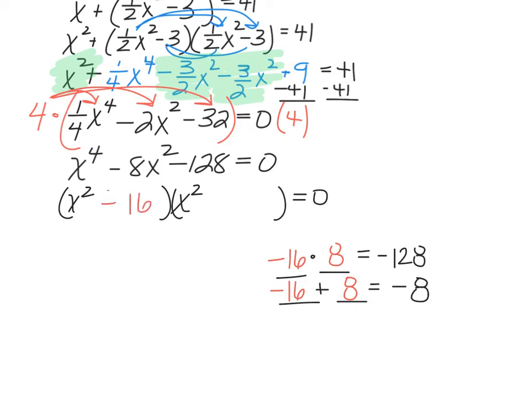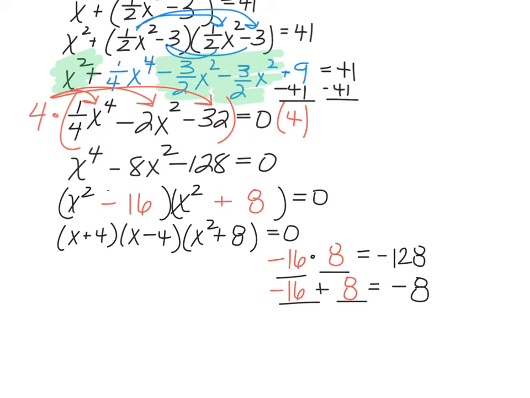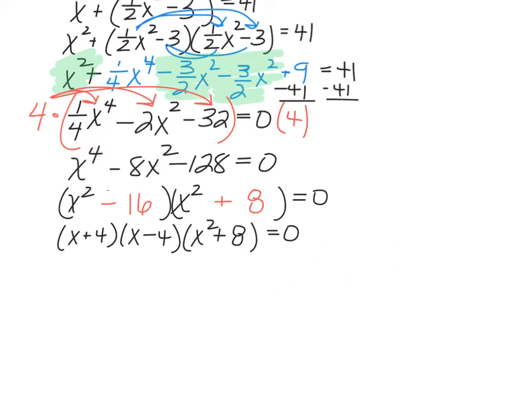So it appears we can factor this into x squared minus 16 and then x squared plus 8. Now you'll notice one of these factors can be factored further, and that would be the first factor, the x squared minus 16, because it is a difference of perfect squares. So it will factor into x minus 4 times x plus 4. But the x squared plus 8 is not going to factor any further because it is not a difference of perfect squares. So now that we have it fully factored, we'll set each of our factors equal to 0, and that will let us solve for x. So x plus 4 equals 0, x minus 4 equals 0, and x squared plus 8 is equal to 0.